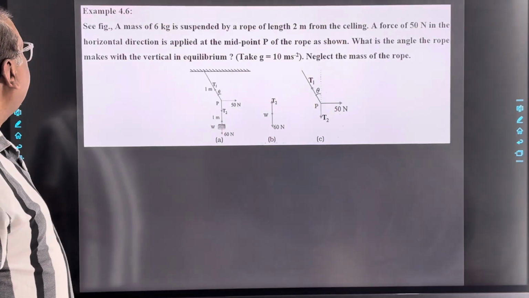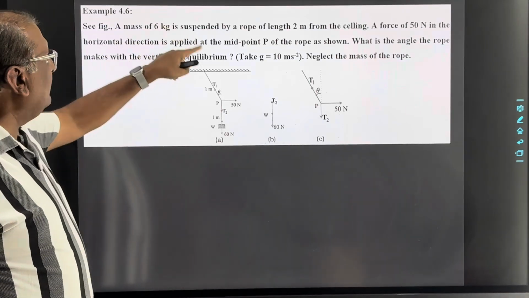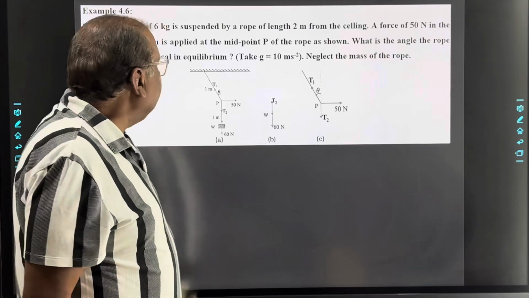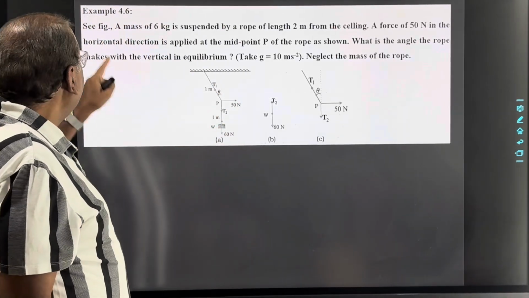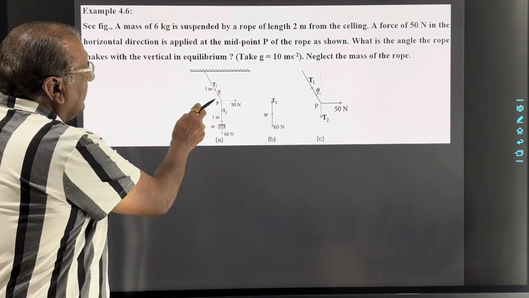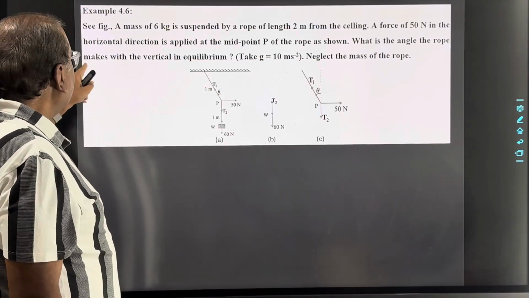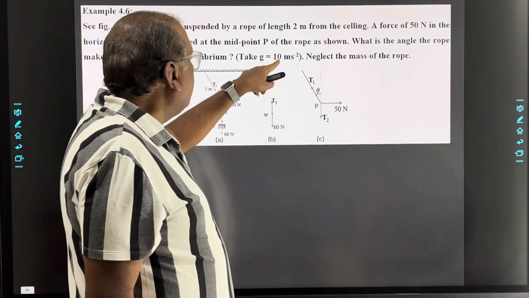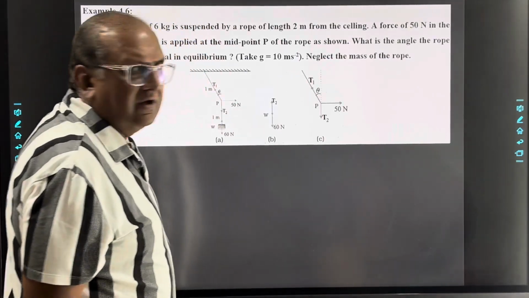Now example 4.6. See figure. A mass of 6 kg is suspended by a rope of length 2 meter from the ceiling. This one is the case. A force of 50 Newton in the horizontal direction is applied at the midpoint P of the rope as shown. What is the angle the rope makes with the vertical in equilibrium? Take g equal to 10 meter per second square. Neglect the mass of the rope.